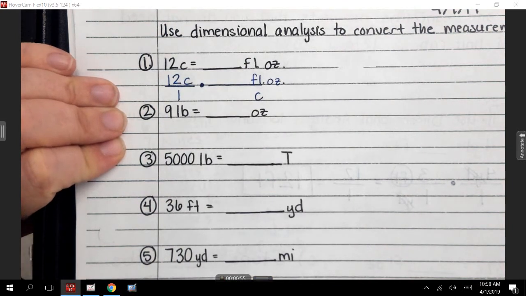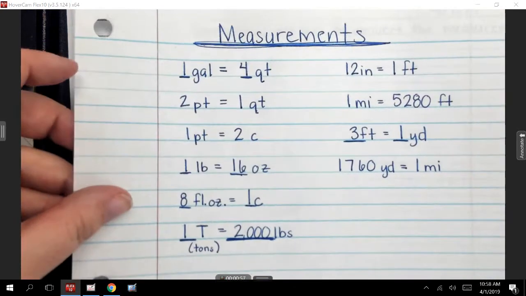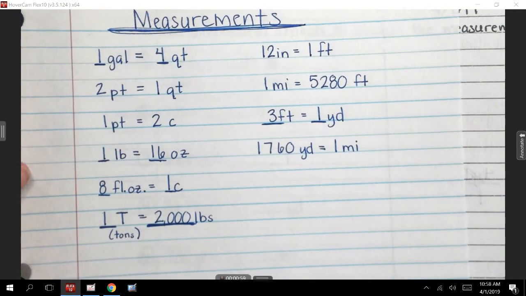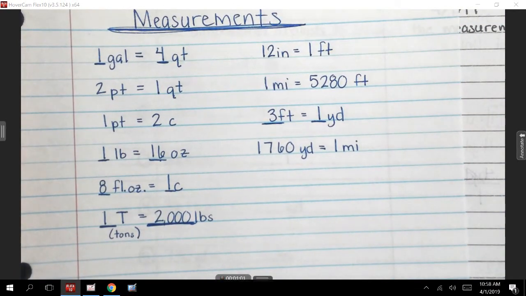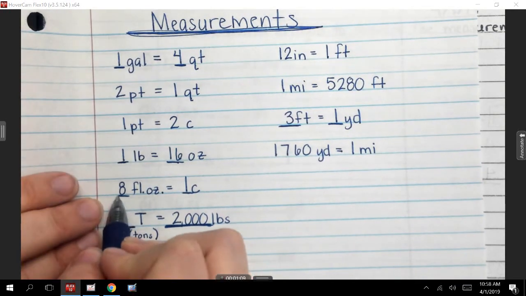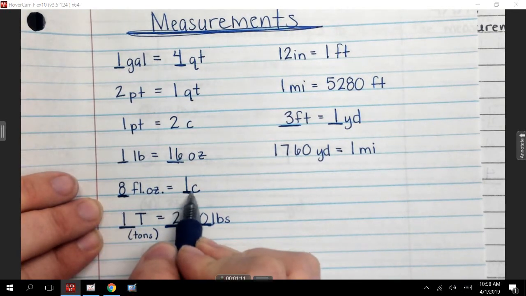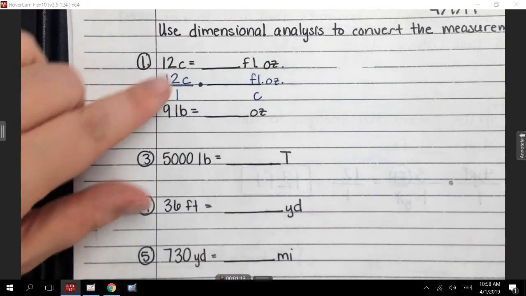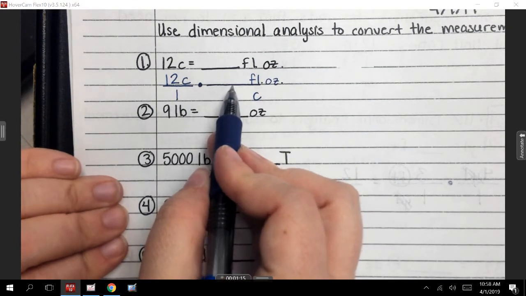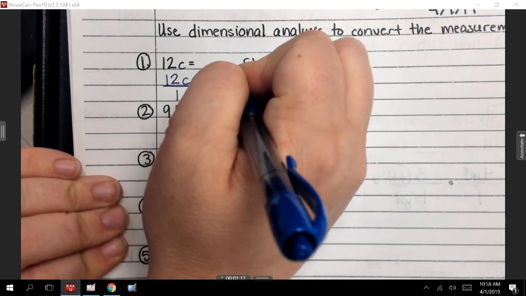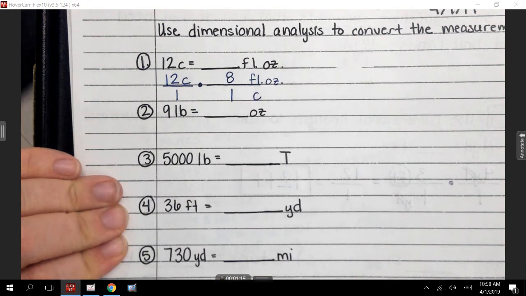Okay? Remember, we're going to look at that chart that we wrote down in class. All right? What numbers does it tell me about cups and fluid ounces? Devon? 8 fluid ounces is 1 cup. So what number is going to go by my fluid ounces? 8. And what number is going by my cups? 1, because that's what it said in that sentence.